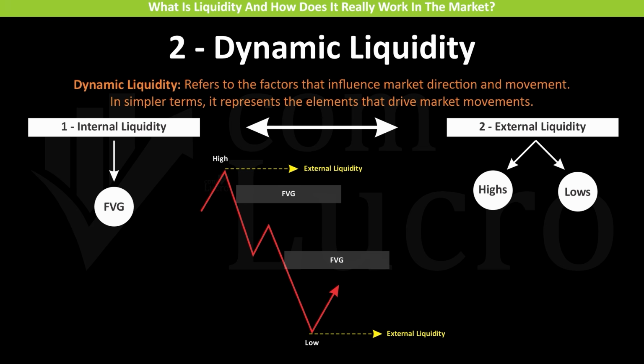These highs and lows represent external liquidity. External liquidity refers to the liquidity resting beyond key swing points. On the other hand, the fair value gaps within that range represent internal liquidity. Price is constantly moving between these two types. In practice, the market cycles between internal and external liquidity, moving from one to the other in a continuous flow.